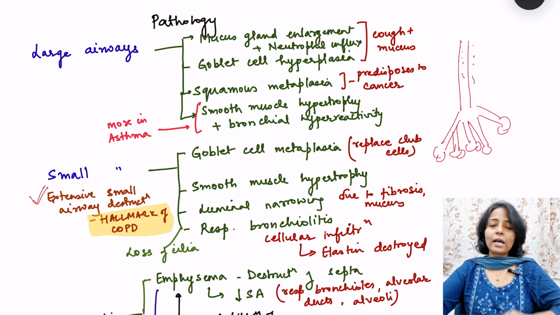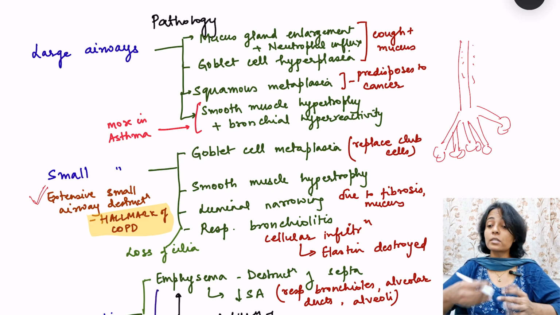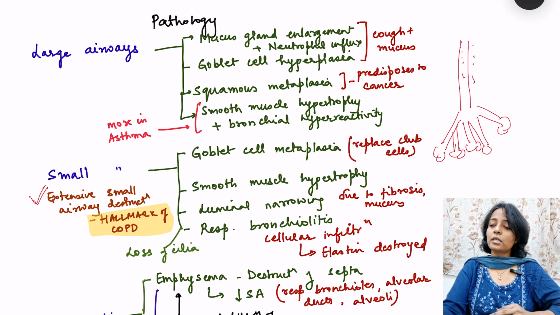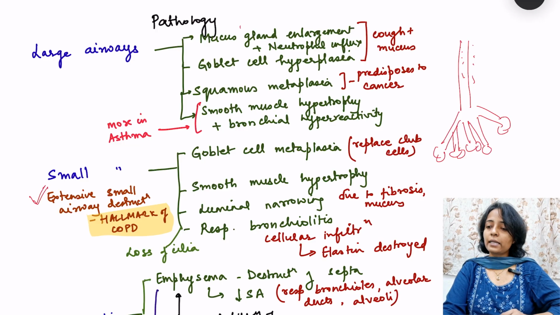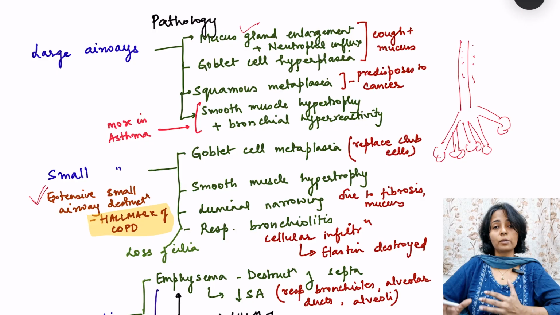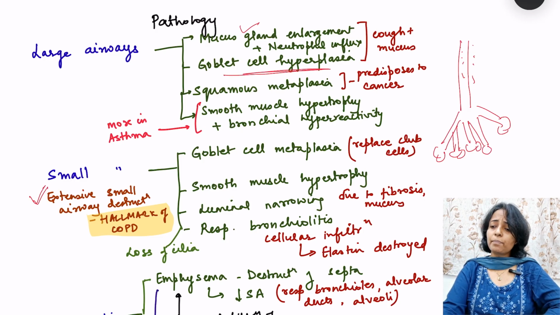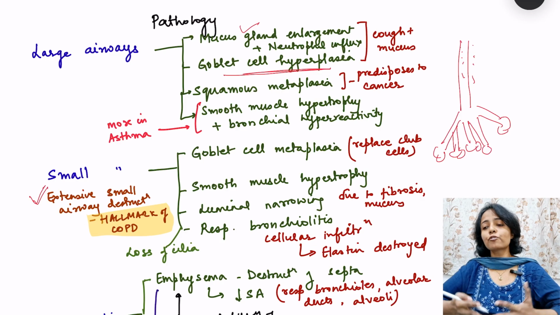So inside we have the lining epithelium, and in between the lining epithelium we have certain cells which are secreting mucus, that is the goblet cells. So you see there is mucus gland enlargement, so that is going to secrete more mucus. That is happening in chronic bronchitis, cough with a lot of sputum. So it is because of mucus gland enlargement. Then there is neutrophil influx also, and there is goblet cell hyperplasia. So both are going to release a lot of mucus.